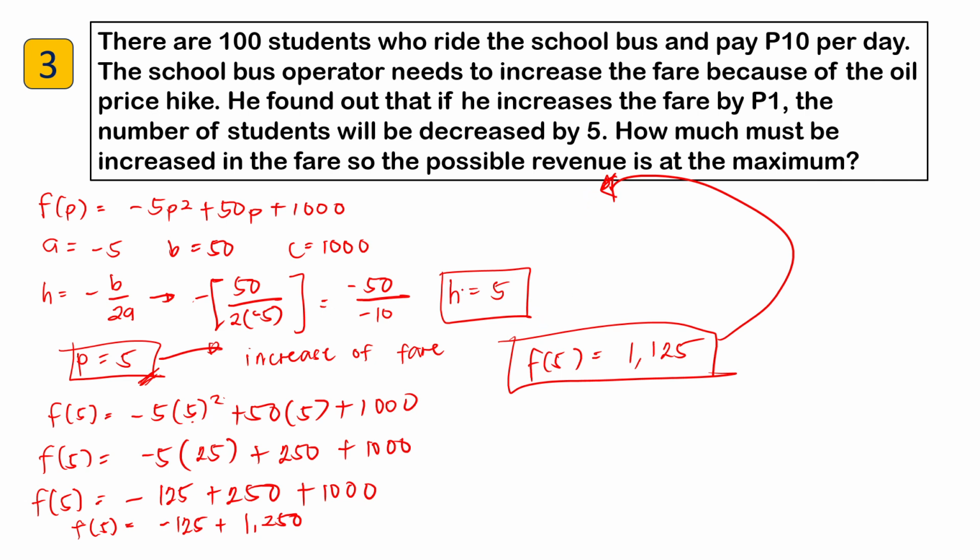And if we check this again, just like what I said earlier, since the increase of fare is 5 pesos, there will be a decrease of 25 students. So the number of students will be 75. If we check this, 75, the number of students, times the fare, which is 10 plus 5 is 15. So 75 times 15 is also 1,125 pesos. So for the conclusion, the school bus operator will earn 1,125 pesos with the increase of at most 5 pesos.